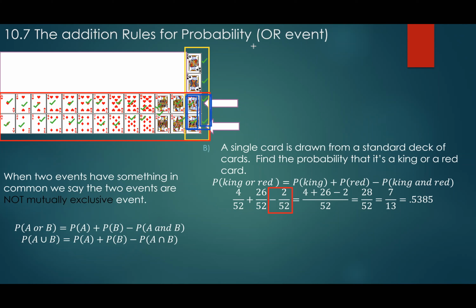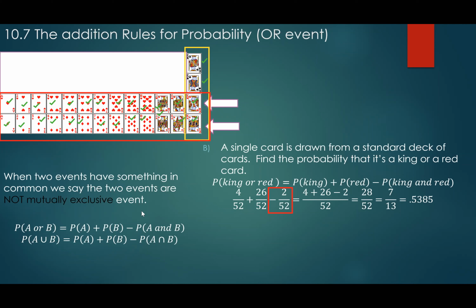The reason why you need to subtract them is because you double count them, because technically they are only one item. If you add the 26 red cards plus 2 more, that's where the 28 comes from. What fits the description of king or red card? There are 28 of them in total.